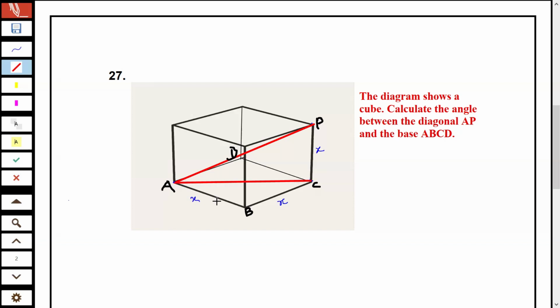Having drawn A to C, we can conveniently identify the angle theta as this angle, the angle formed between the diagonal AP and the base of the cube, which is AC. This angle can be called angle theta. So, to calculate the angle, we need to find the length AC.